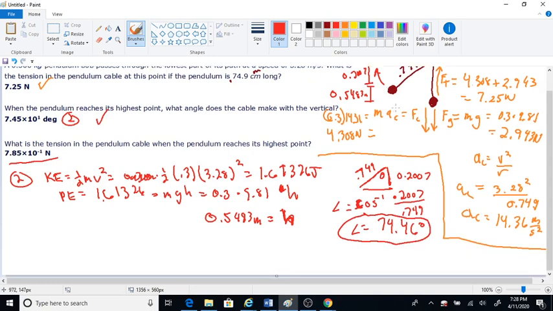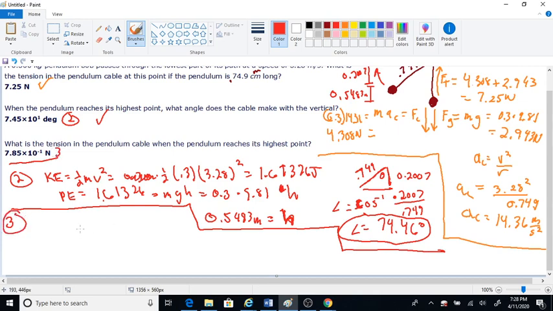Part 3 now. Part 3 wants the tension, so we're going to need that part. Okay, so part 3. And this is answer 3 here. So part 3, we want the tension. So we're going to use part 2 in this. So we want this tension at that highest point. So we have our pendulum. All right. And we know this is 74 point, I'm going to call it 5 degrees.